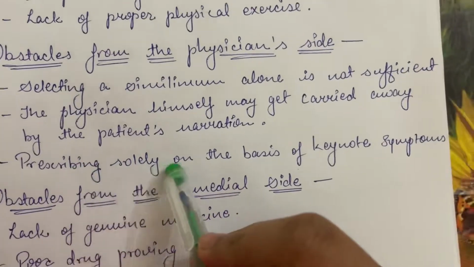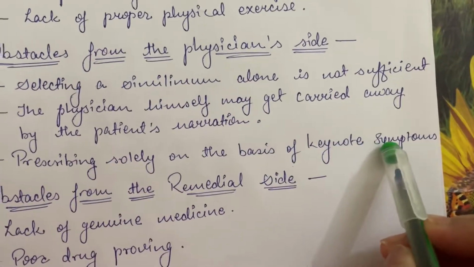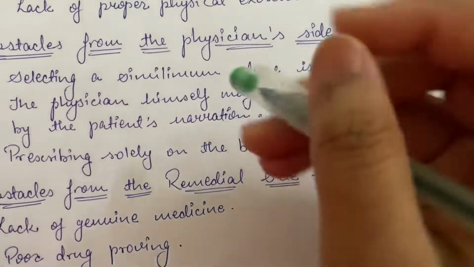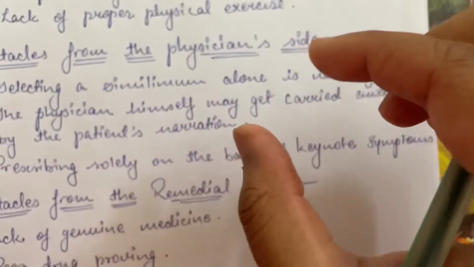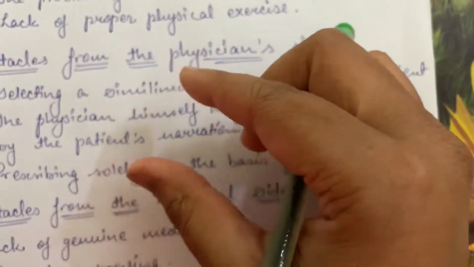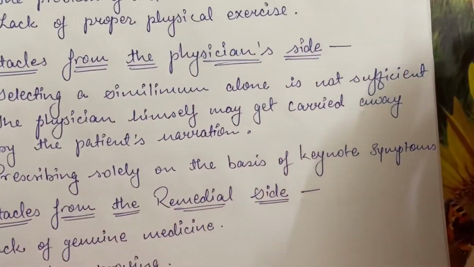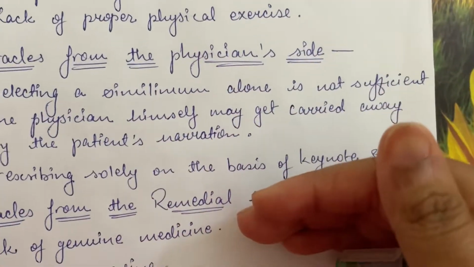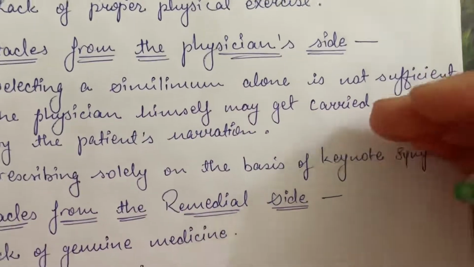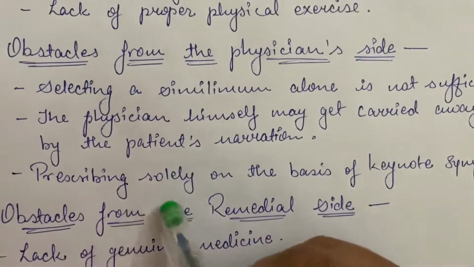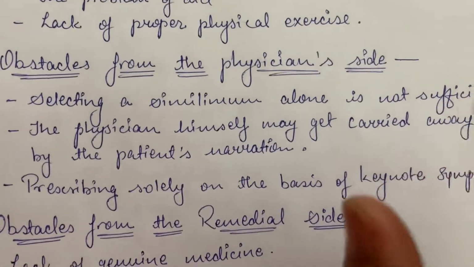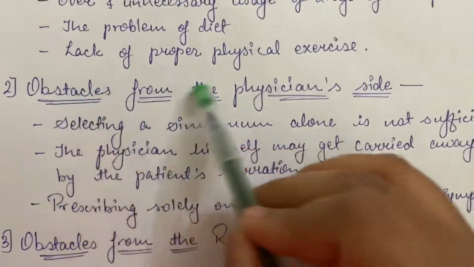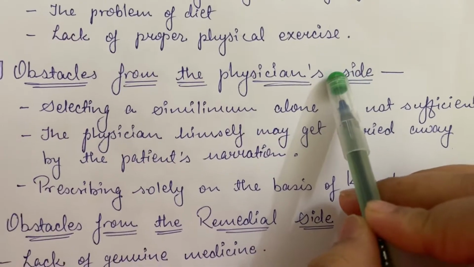Okay, now prescribing solely on the basis of a keynote symptom. We know all the remedies, we know all the things, but we should not prescribe in a rubric form or in a keynote form. We should not give the medicine on a keynote basis. We should take out the complete totality, and only then give the medicine. This is the only way of selecting the remedy, the simillimum. Okay, so these are the obstacles from a physician's side.